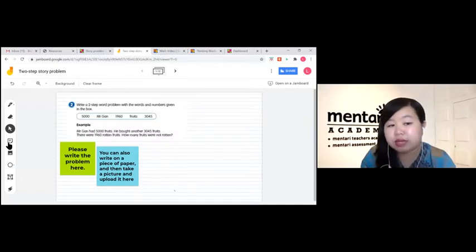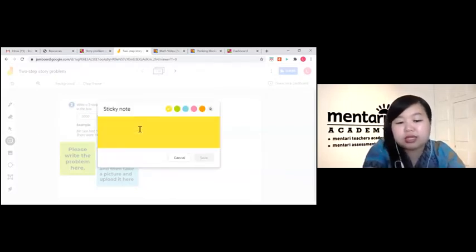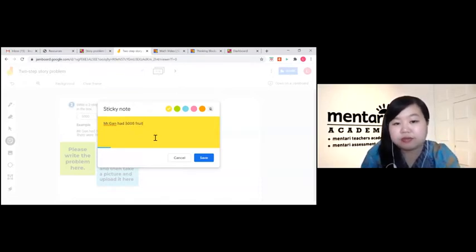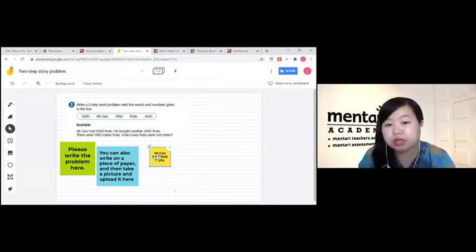If you want to just write immediately, you see that on the left-hand side, there are different tools here, and you would like to choose the sticky note. And once you have chosen the sticky note, you can start writing the problem. So for instance, you can write, I'll just write what's available there. So Mr. Gan had 5,000 fruits. And then you can save it. You can also move this around. So if you wish to involve your students in participating in writing a problem, for instance, you can use this tool as well.